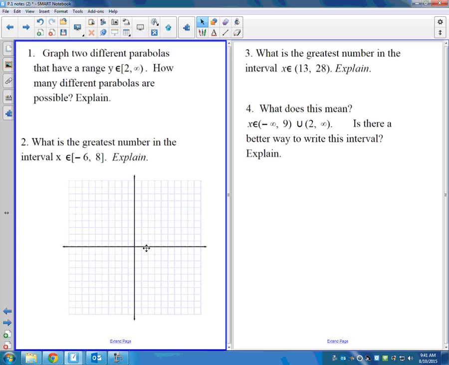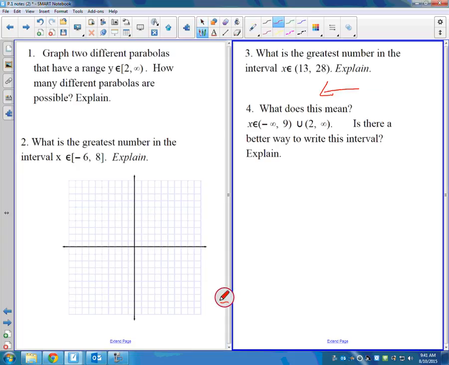Allison. Well, I know that it is an open interval. It is open, yes. So if we graph that, let's go that route. What would it look like if I have 13, 28?